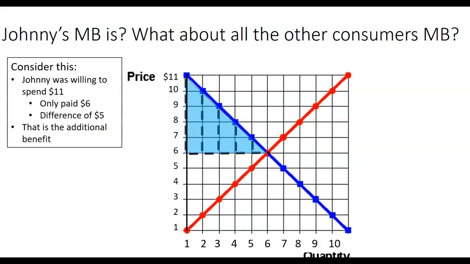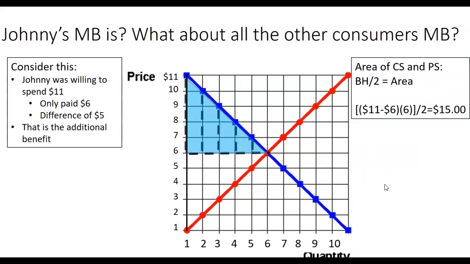So it's thinking about that top area. The demand curve shows us the willingness, so I'm looking at the willingness of the consumers compared to the actual price, and I get this whole nice area. Now, you might be asked to mathematically prove what this is, and so you just do base times height divided by 2. For the height, 11 minus 6 is 5, times a quantity of 6, times 1/2, equals a $15 value. So that's consumer surplus.